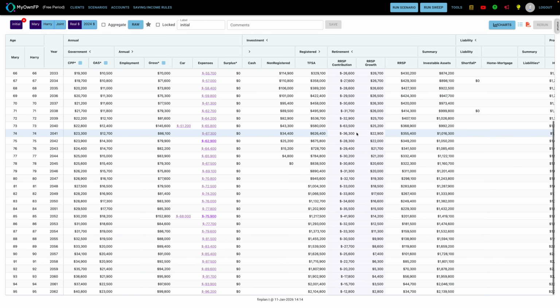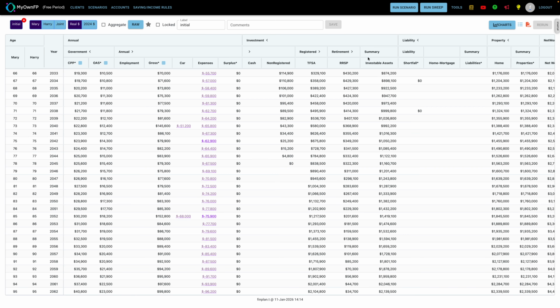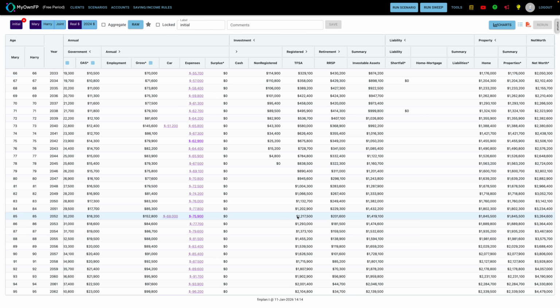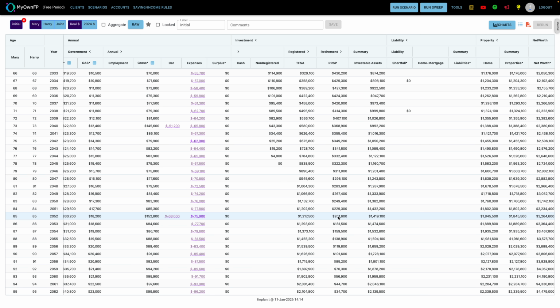So our RSP, the main RSP account, ignoring the growth, by the time we're 90 is $101,000. At 85, it's $200,000. Relative to our overall net worth, it's not a significant value. Most of our money at this point is tied up in our house or in our TFSA, which is a good place to have it because it's tax-free. You can do whatever you want. It's kind of beneficial to have a little bit still in your RSP.